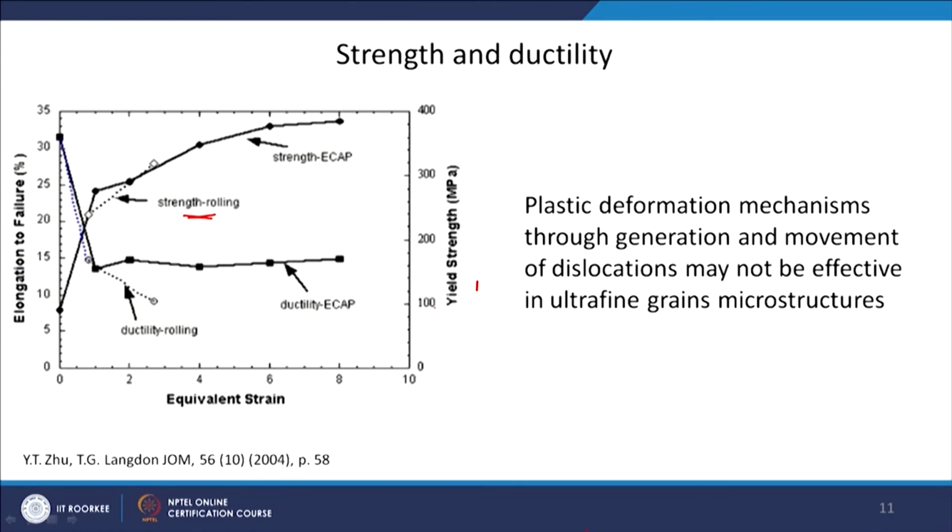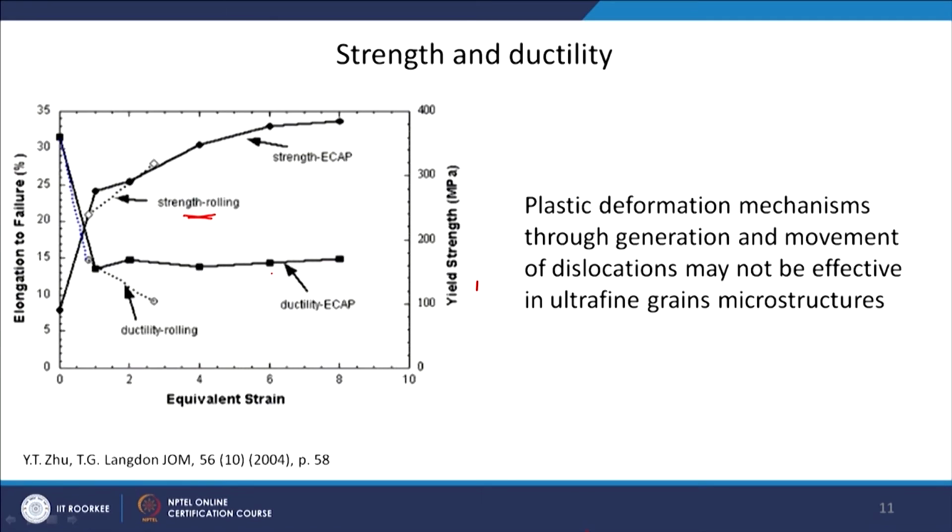So, yield strength is increasing from 100 megapascal to around 380 megapascal. So, a big jump in the strength of the material by imposing the strain through the ECAP process. Whereas, if you see the ductility, ductility reduces substantially. The initial material's ductility was around 31%, and that got reduced to somewhere around 14%. So, almost half the ductility, but the strength is more than 3 times.